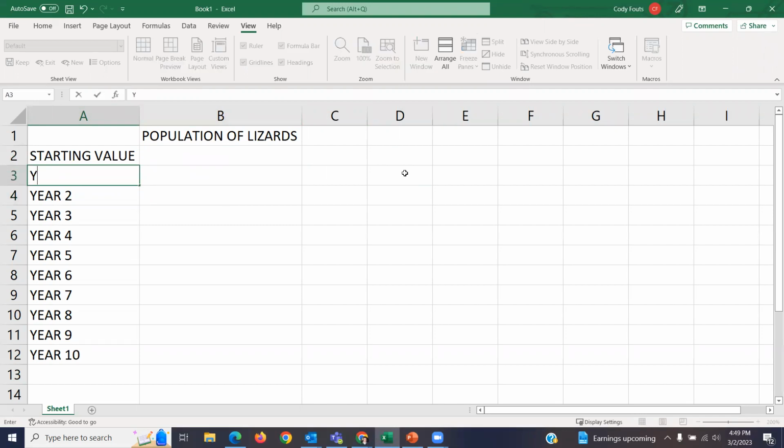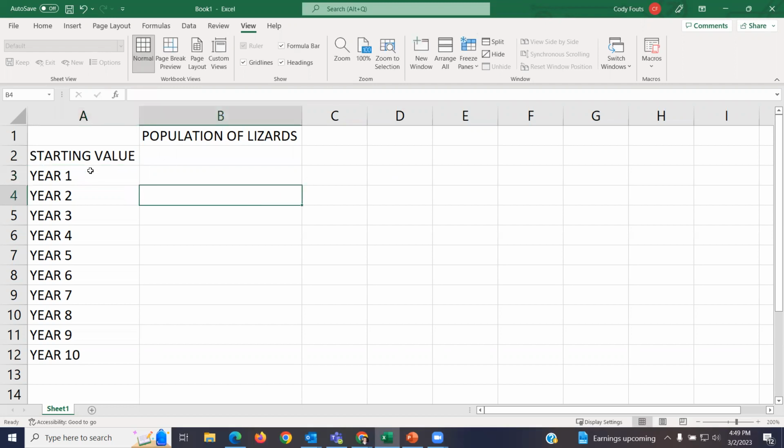And I can type things into the cells. So like here, I'm going to put year 1. Notice I've already plugged in, whoops, I wanted to do year 1. There we go. I've already put starting value, population of lizards, and the different years we're going to calculate.